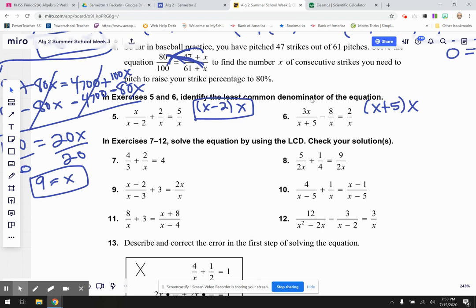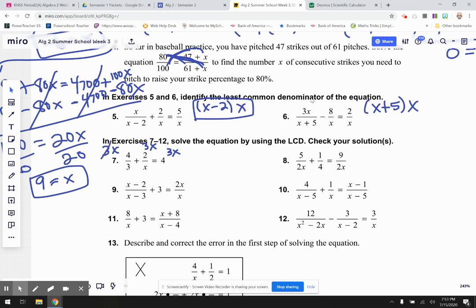Number 7. Now we're going to put that into play. What could I multiply by to get rid of my two denominators? Well, I need to multiply by a 3 to get rid of the first denominator, and I need to multiply by an x to get rid of the second one. But to keep it equal, you got to multiply everything by 3x, all of them.